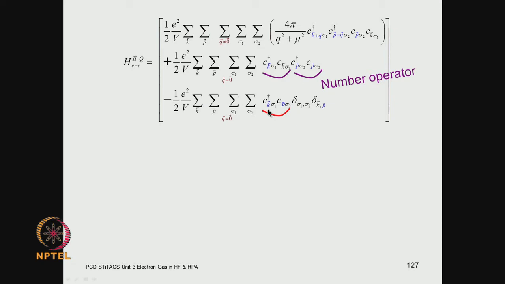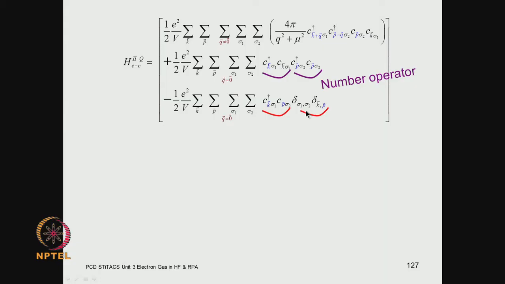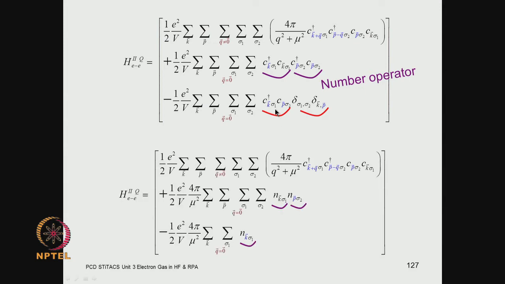What about this term? This also has got a C dagger C, but the subscript here is k sigma 1 and the subscript here is p sigma 2, but no problem because sigma 1 must be equal to sigma 2 and k must be equal to p. So, because of this Kronecker delta, this is also actually a number operator, okay? Because when you carry out these summations over k and p, you will necessarily be left with terms for p equal to k and for sigma 2 equal to sigma 1, right. So, you will have a number operator coming from here as well.